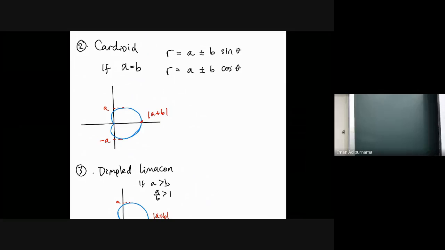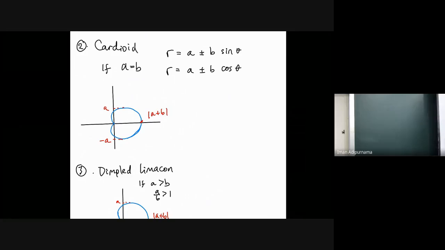If you have the same A and B, how to make this distance? How to draw, at least roughly? At least the distance here is always A plus B. The far distance is A plus B. If you're drawing not really that perfectly, then just make it like a heart, and that's the cardioid. This kind of drawing can be helpful.